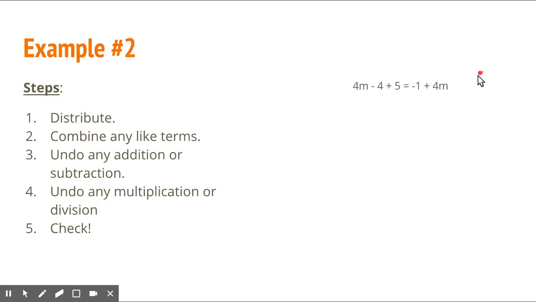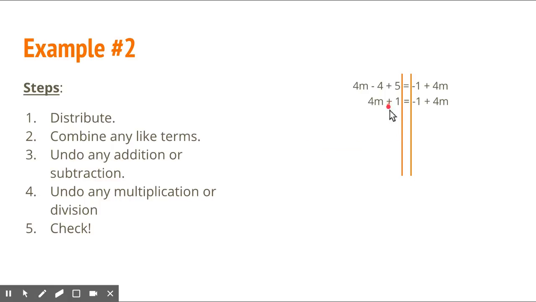Example number 2. Now this one doesn't have any distributing in there, so we skip step number 1. But can I combine any like terms? So if I look to the left side, I see that there are two constants that can be combined. But on the right side, it's already down to a constant and a variable, so I can leave that alone. Now, negative 4 plus 5 makes a positive 1.